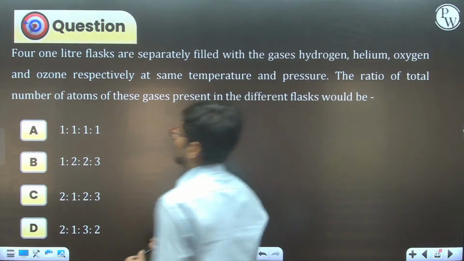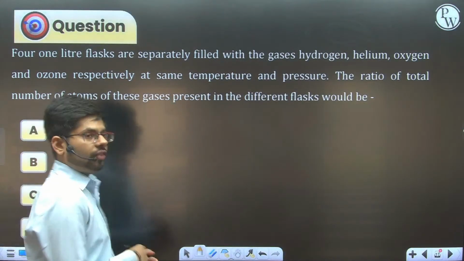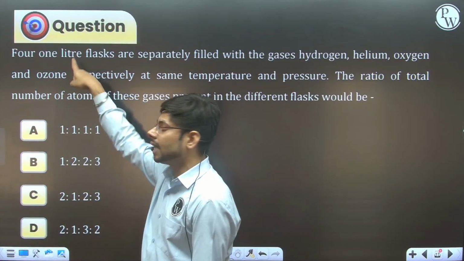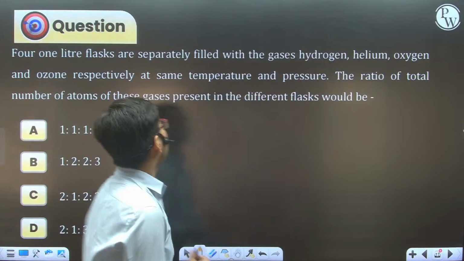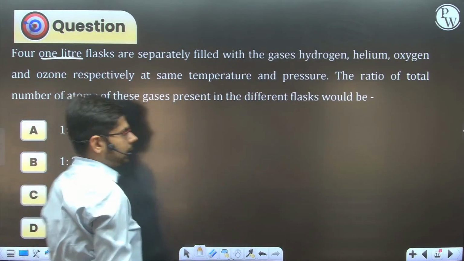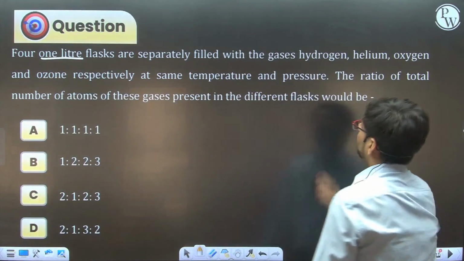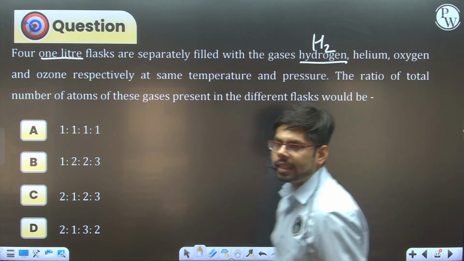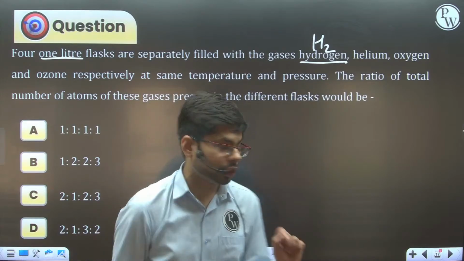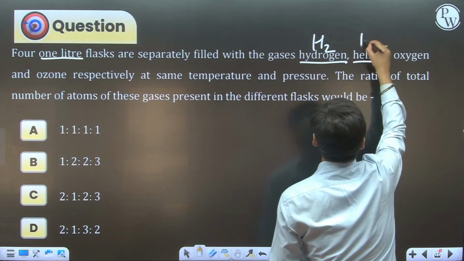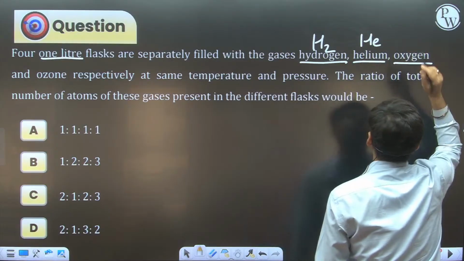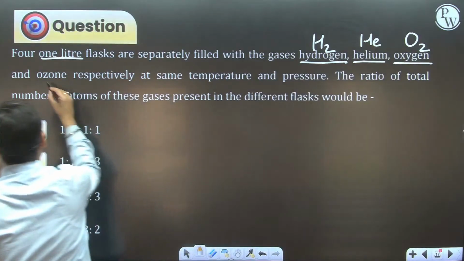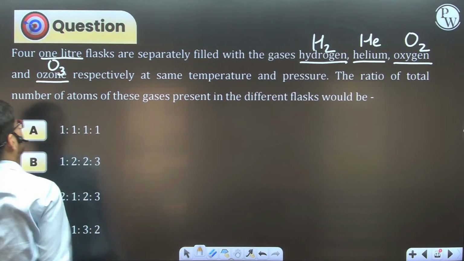Next question. For 1 liter flasks. Now they have given us 4 flasks having the same volume, because every flask has a volume of 1 liter. So the volume is constant for all. Next, we have 4 different gases. Hydrogen, that is H2. Remember, when they say hydrogen, it's by default H2. Don't write H, because hydrogen is diatomic. Helium is an inert gas, He. All inert gases are monoatomic. Oxygen is again diatomic, so I must write O2. I'm not supposed to write O. Ozone is O3. It's a triatomic gas.